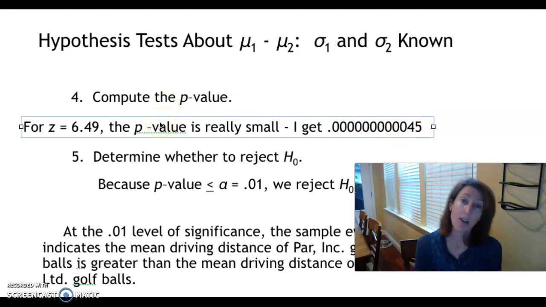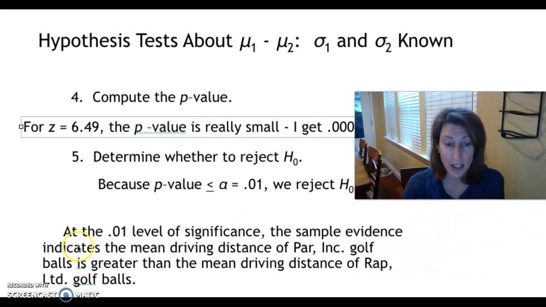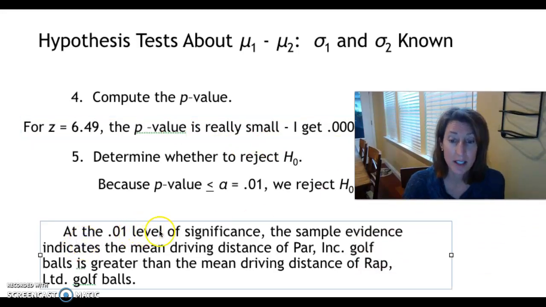So when you have that low of a p-value, when your p-value is that much less than your alpha, right? Our alpha was 0.01, that means we're going to reject the null. So if we want to put it into words, saying that we're rejecting the null, we're saying at the 0.01 significance level, the sample evidence indicates that the mean driving distance of Par golf balls is greater than the mean driving distance of Wrap.